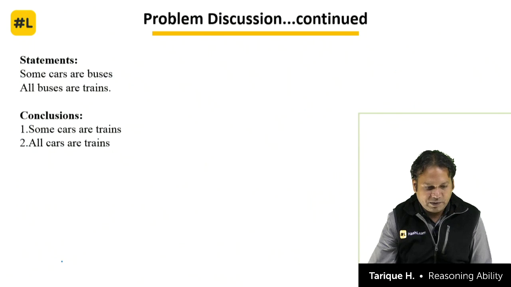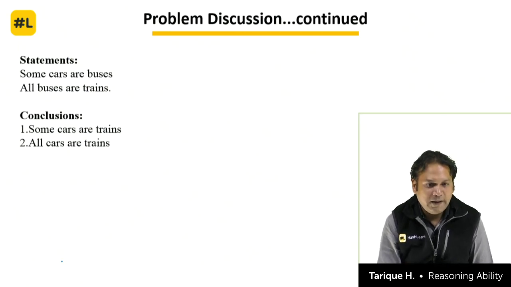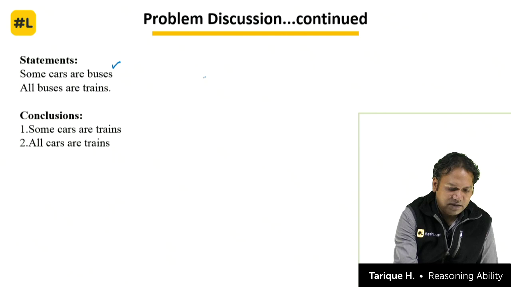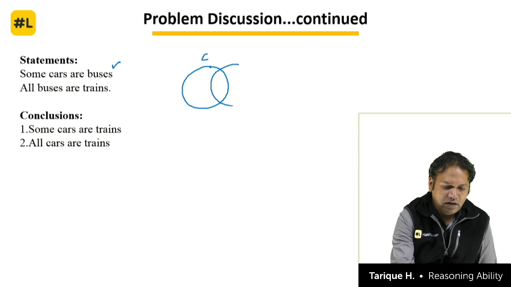Let us go to the second example. I have taken only two statements here. Some cars are buses, all buses are trains. This is a little basic question for you to understand. Let us quickly make the diagram here. Some cars are buses.